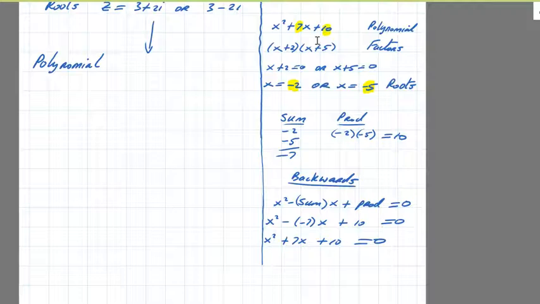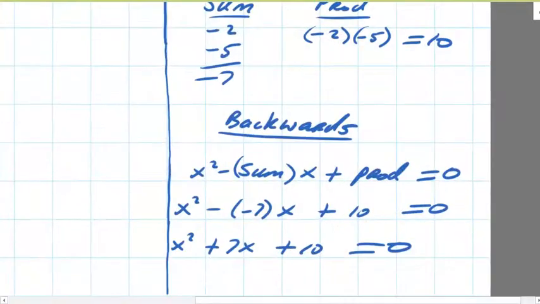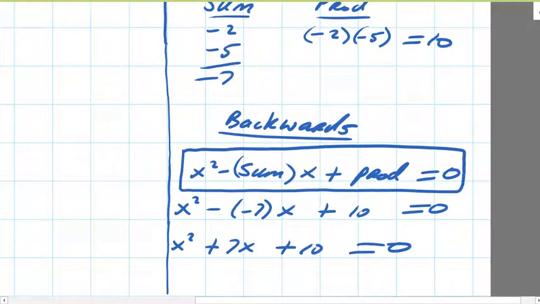So polynomial to factors to roots, that's going forward. And then in reverse, when you start off with the roots, it's x squared minus the sum of your roots plus the product equals 0. And you're back to your polynomial. So this is a very powerful formula for going backwards. When you have the roots and you want to go backwards to get the polynomial, you use this formula.